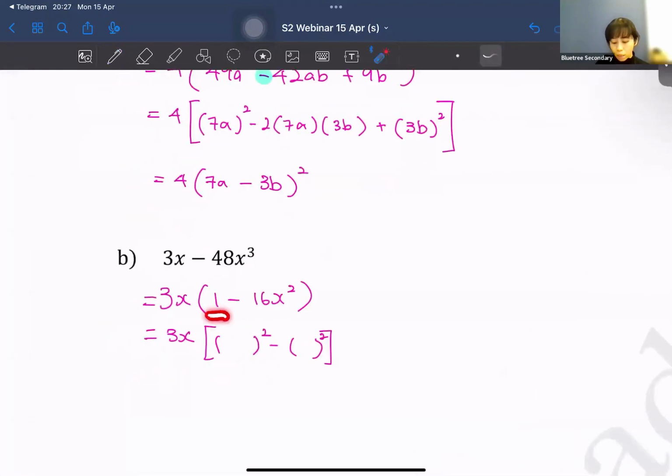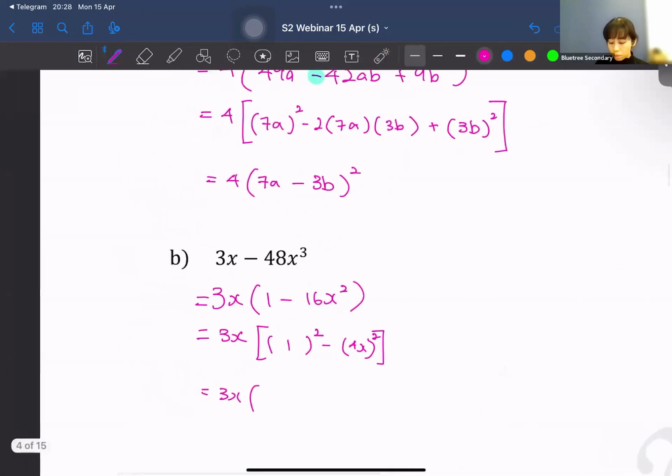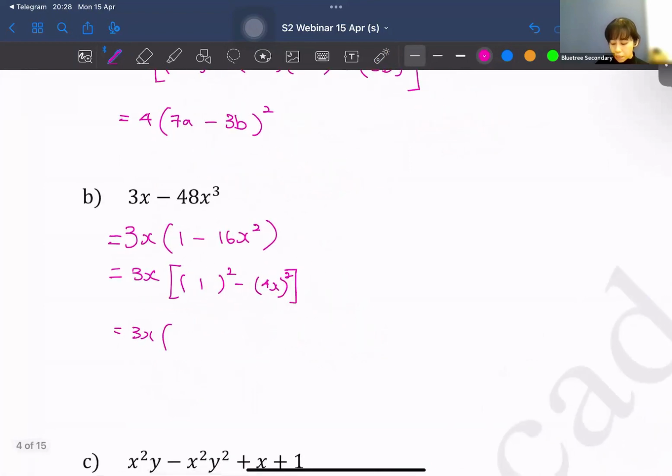So if I were to square root 1, I'm just going to get 1. And if I were to square root 16x squared, that's going to give me 4x. Now I'm going to express my a squared minus b squared in the form of a plus b times a minus b. Just take note that it doesn't matter whether the a plus b comes first or the a minus b comes first, because multiplication is commutative. So a plus b times a minus b.